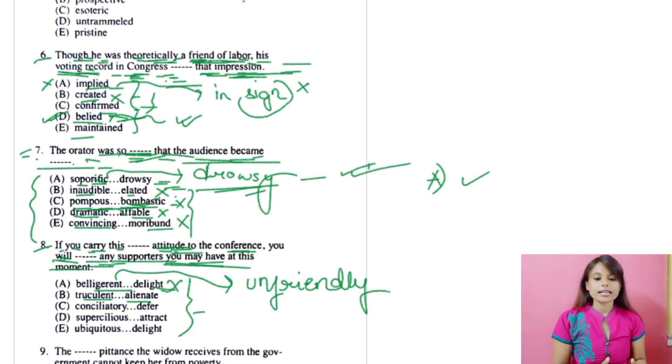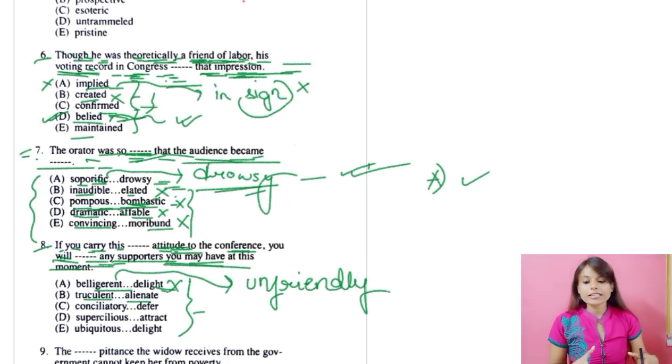It is telling us that it is being referred to a person who is carrying an unfriendly attitude to the conference, and he is being told by the people that the supporters that you have right now, you may not be having it if you carry this kind of truculent attitude, you will get alienated. Alienated means they will no more share their opinions with you, or they will no more be your supporter. They will alienate you, like they will separate you from them.